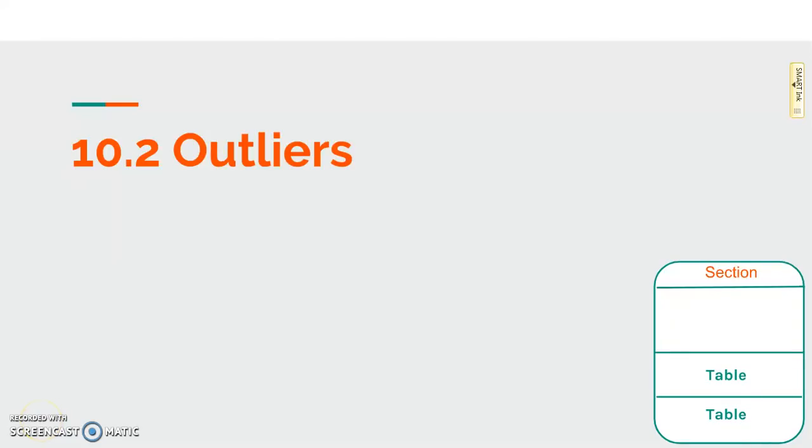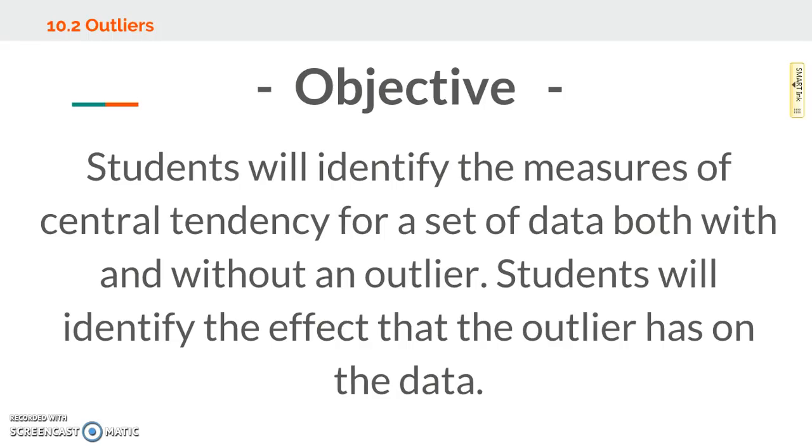Well, hello and welcome to 10.2 Outliers. Today, when we look at outliers, we are going to identify the measures of central tendency, which is our mean, median, mode, range, which you found yesterday, for a set of data both with and without an outlier. So that's our first objective for today, being able to find those measures.